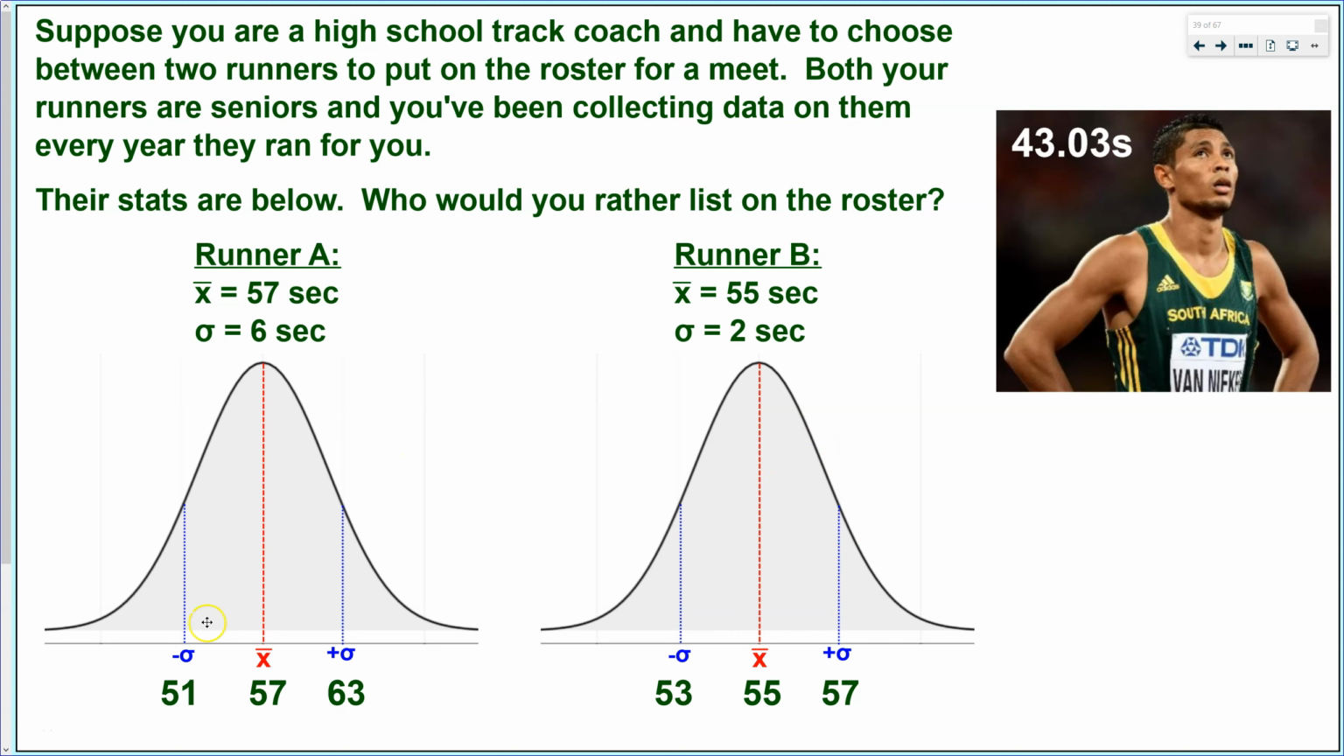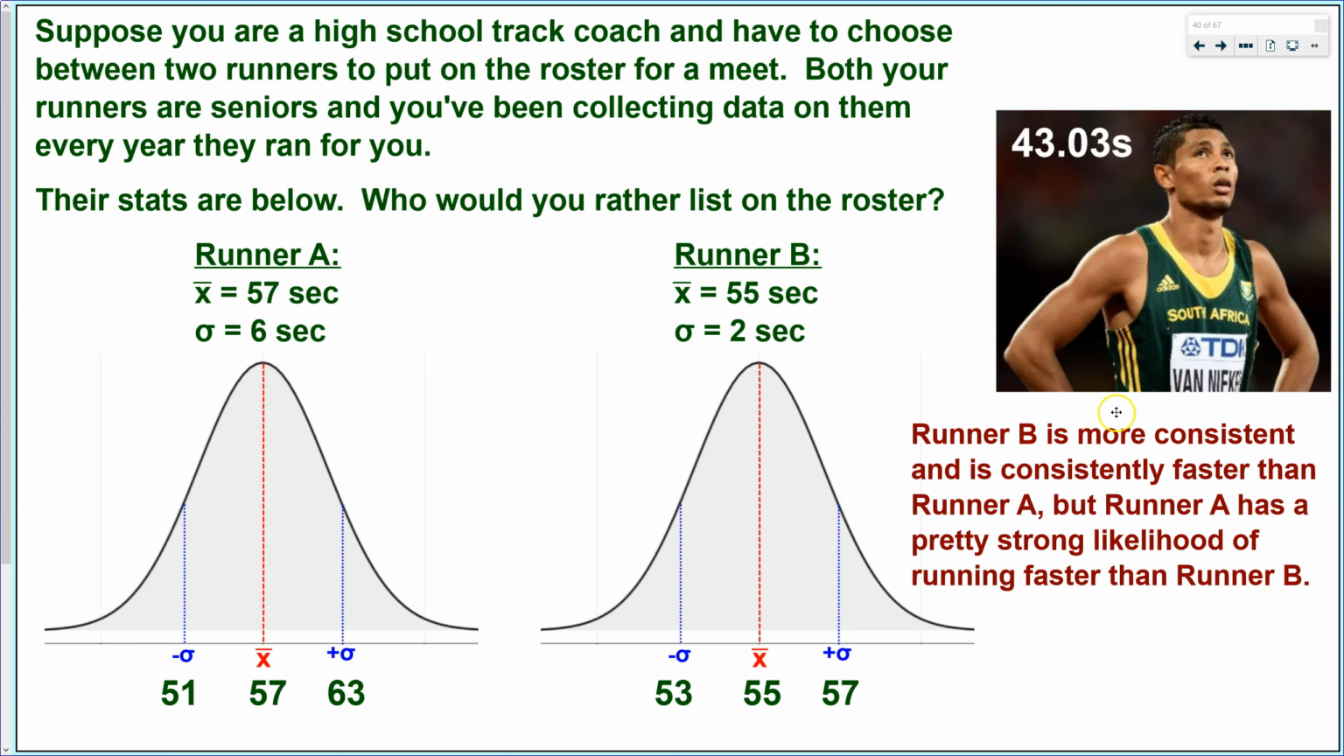But if you want to take a chance and maybe give the guy a little rabbit or something like that, runner A has a higher probability of running a much faster race than runner B. So if you want to take that shot, there's a reasonably high likelihood that runner A will run faster than B. So here's my conclusion that I typed out.